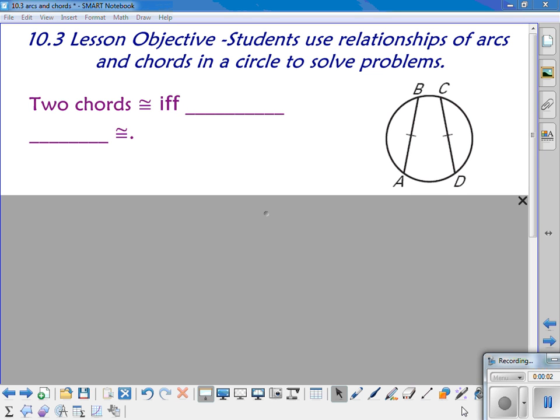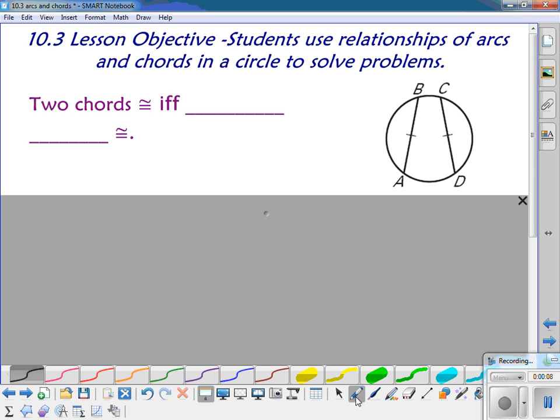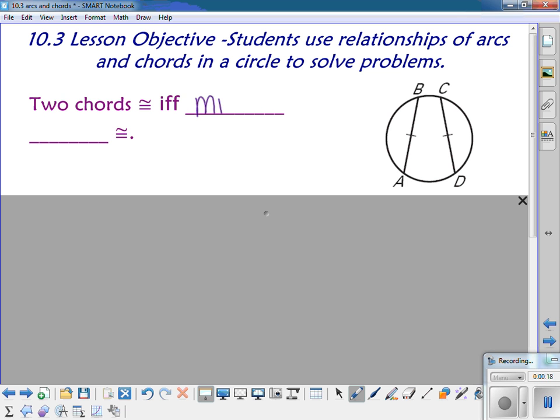Today's lesson objective: students use relationships of arcs and chords in a circle to solve problems. So we've got some relationships, some theorems that I need to know first of all. First one, two chords are congruent if and only if their minor arcs are congruent.